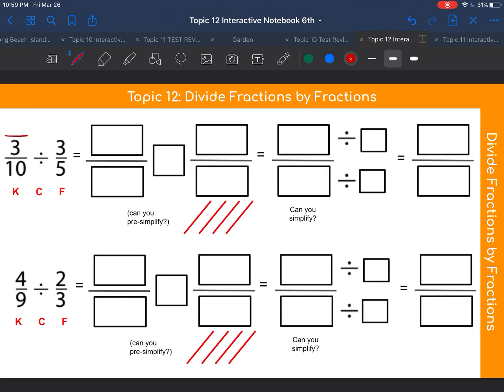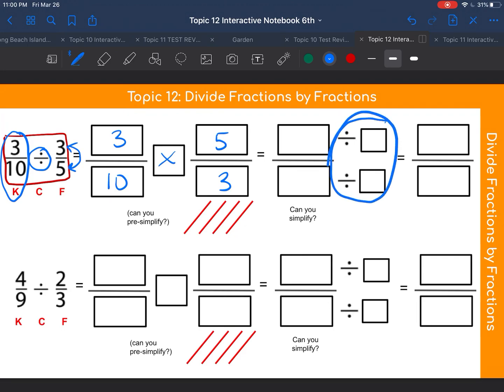This first one, 3/10 divided by 3/5. The same process applies. We keep the 3/10. We change the division to multiplication, and we flip, or find the reciprocal of 3/5, and get 5/3. Now you could, if you wanted to, multiply straight across. You would just probably have to simplify at the end, so this fraction is in the reduced or simplest form.